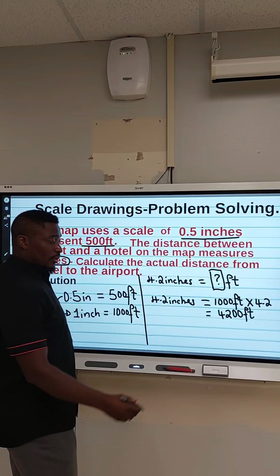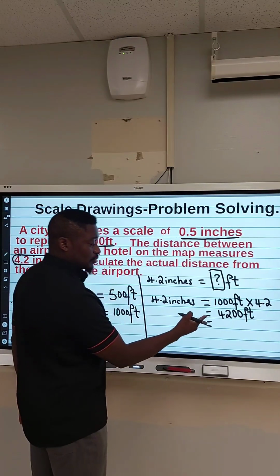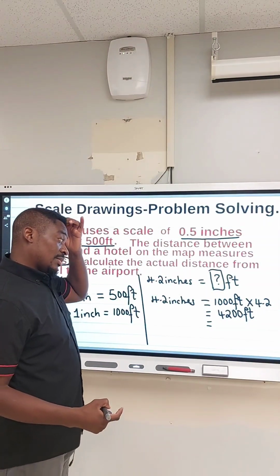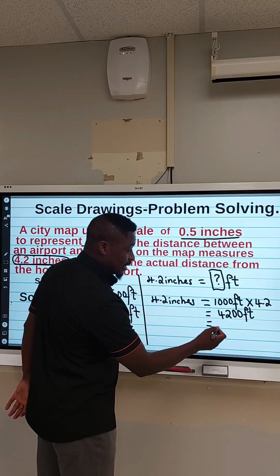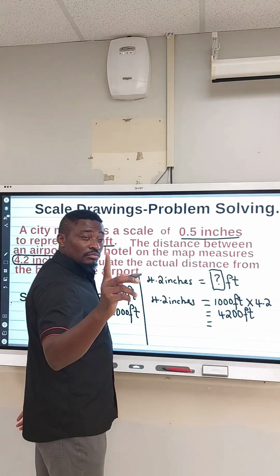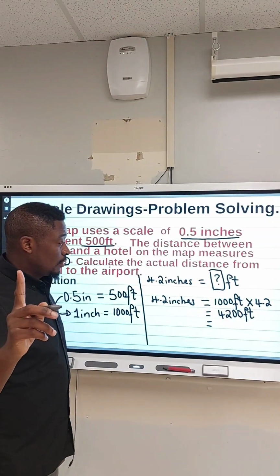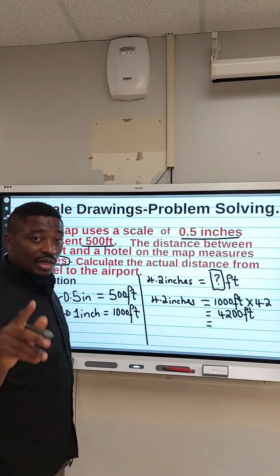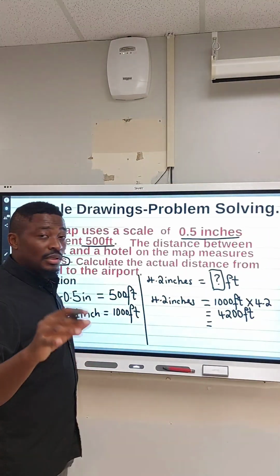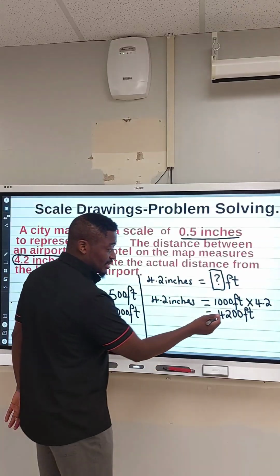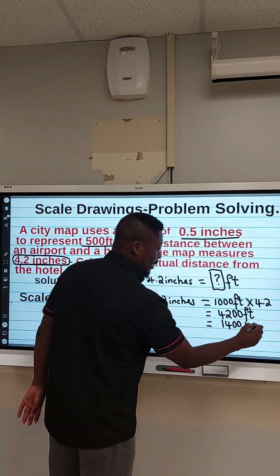And just for extra units of measurement, 4,200 feet is the same as 1,400 yards, because we can divide that by 3. There are 12 inches in 1 foot, and there are 3 feet in 1 yard. So if I divide this by 3, I get 1,400 yards, okay?